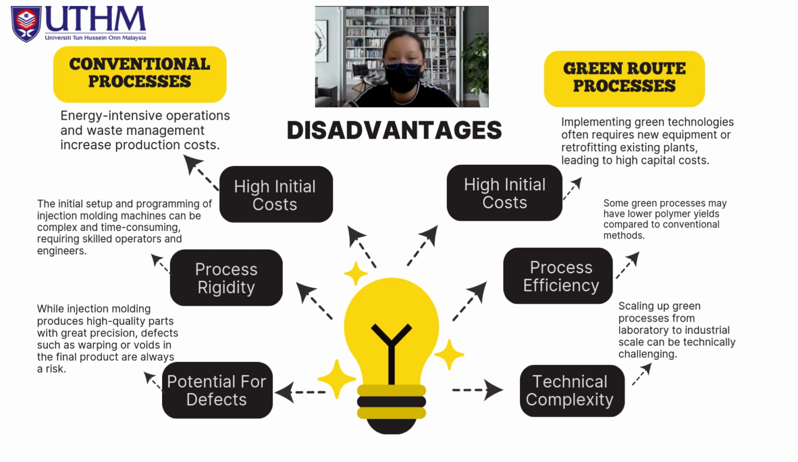And the last disadvantage for green route processes is technical complexity. Scaling up green processes from laboratory to industrial scale can be technically challenging. For example, green catalysts or enzymes can be sensitive to temperature and pressure, leading to operational constraints.